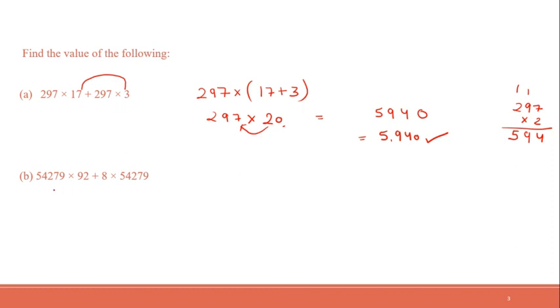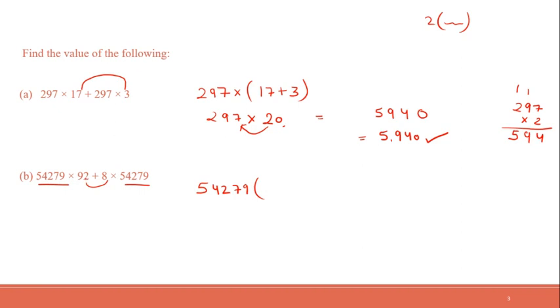Got it? I hope you got this. Now let's come to the next one. It is a similar question. Here I have 54,279 multiplied with 92 plus 8 multiplied with 54,279. So we can see that 54,279 here and here is common. So we'll just write it here like this: 54279 and then a bracket, because it is in multiplication. When we write something like this, that means 54279 is in multiplication with whatever is written in the bracket.